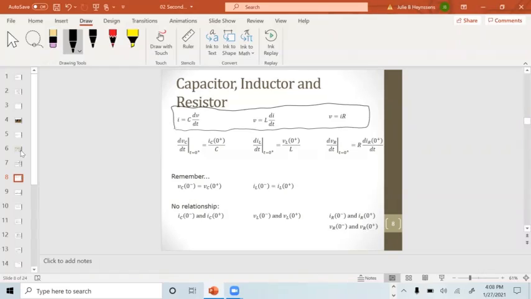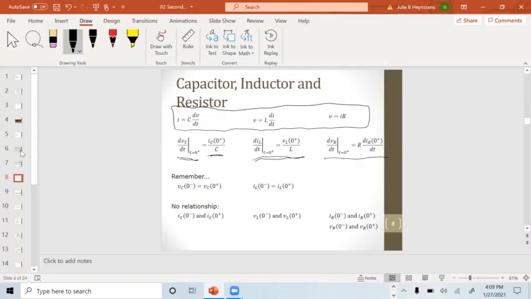We can find the rate of change of voltage across the capacitor by just solving for that and plugging in t equals 0 plus. Same thing, we can find the rate of change of current of an inductor pretty quickly. And for a resistor, this is just the derivative of Ohm's law. If Ohm's law is true, the derivative is true.